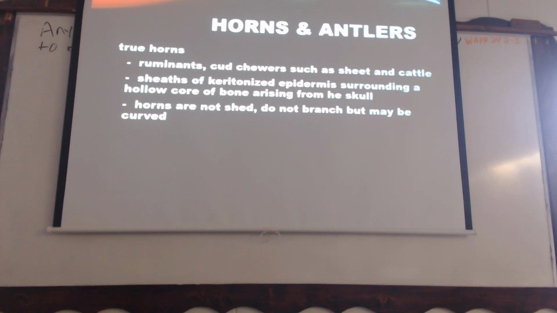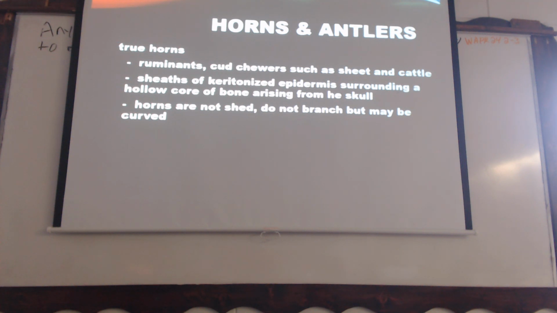So ruminants, yep, cows and sheep. Yeah, they are the cud chewers. They have sheaths of keratinized epidermis surrounding a hollow core of bone arising from the skull. So we call those what? Anybody know? Horns. Yeah, super simple. I wasn't looking for anything crazy. Horns. And the horns do not shed. They do not branch, but may be curved.